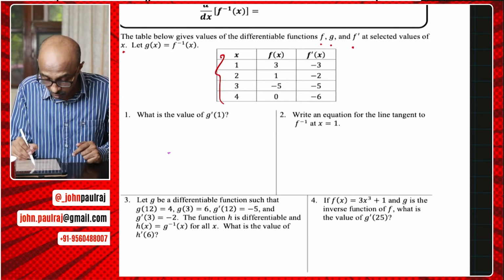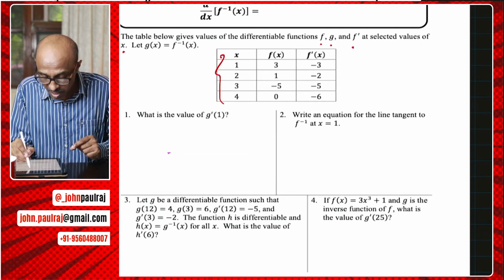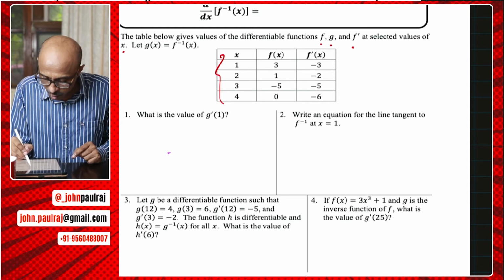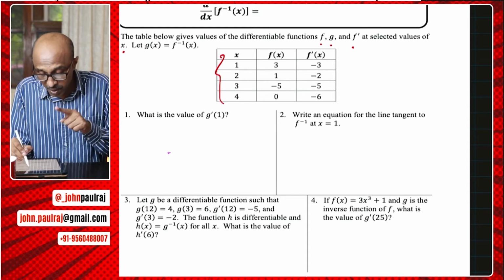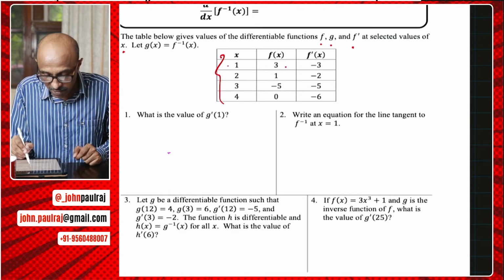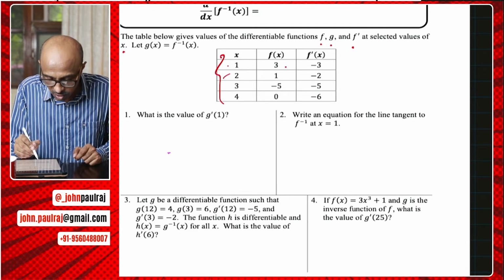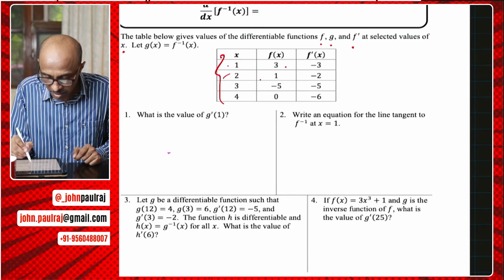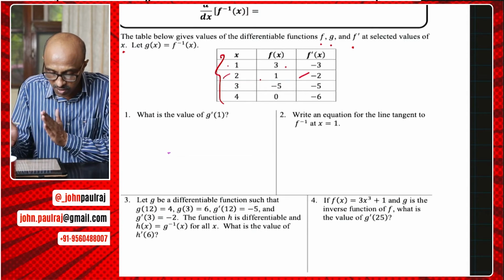And the second column basically gives you the values of the function f. Then the third column gives you the value of f prime at that particular value of x, okay? So when x is equal to 1, f of 1 is 3, and f prime of 1 is -3. So when x is equal to 2, f of 2 is 1, and f prime of 2 is -2. All right, so that's how you read the table, okay?